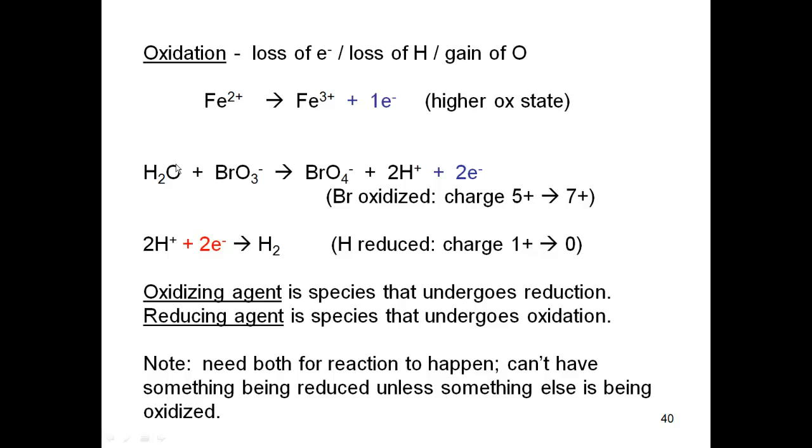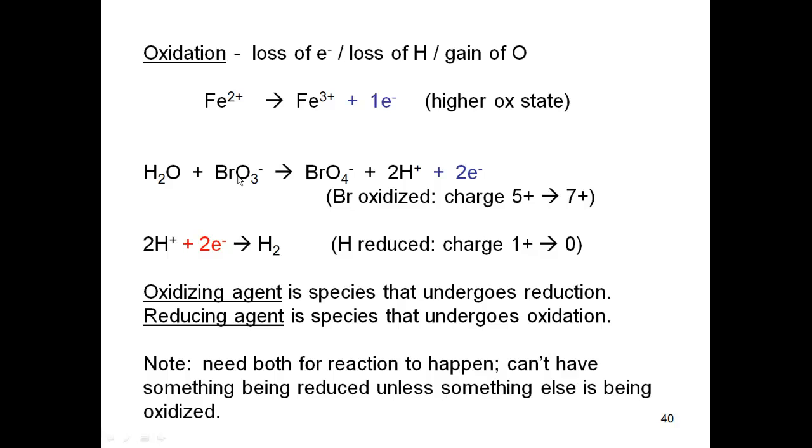If you look inside of water here, hydrogen is a +1. That's part of that molecule of water. If you look at hydrogen on the product side, it's a +1. So the charge hasn't changed. It's +1 in water and it's +1 on the product side. Therefore, there's no change in charge. Oxygen is -2 in each one of these, so there's no charge change there. The charge change has to be with this bromine.